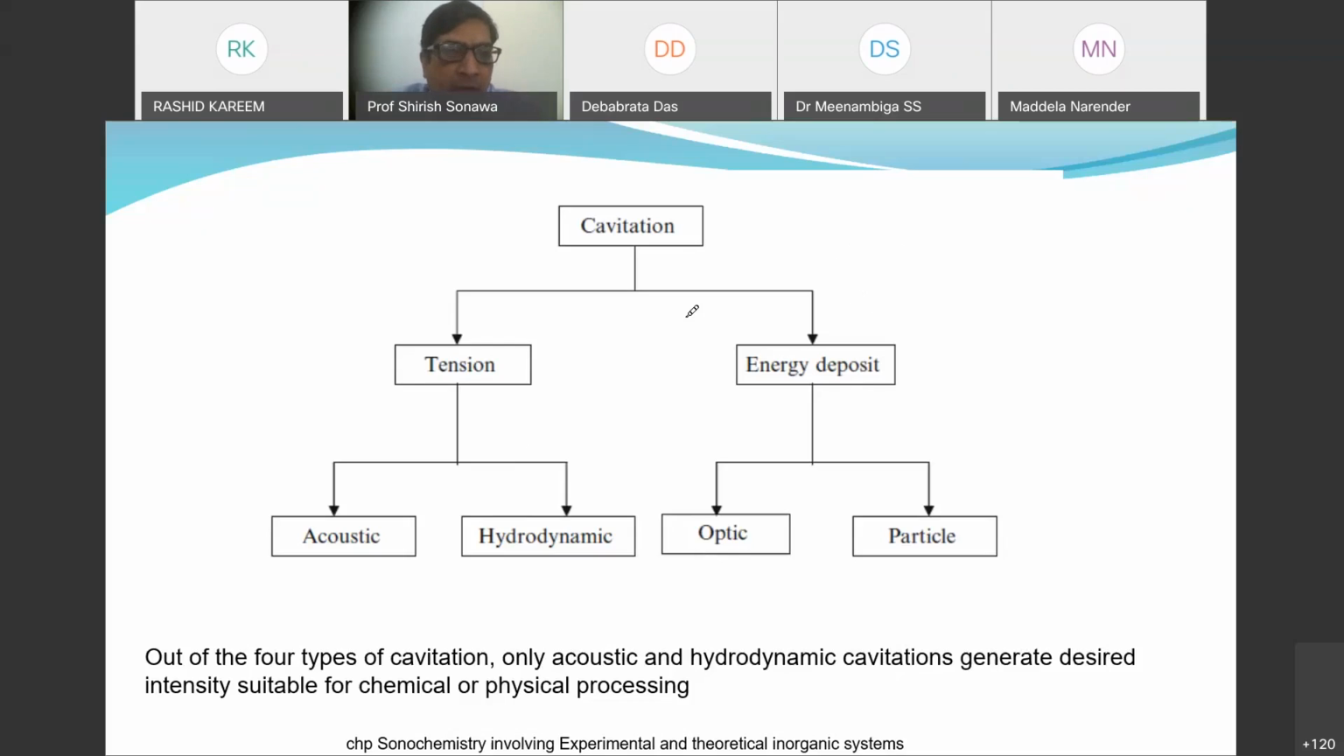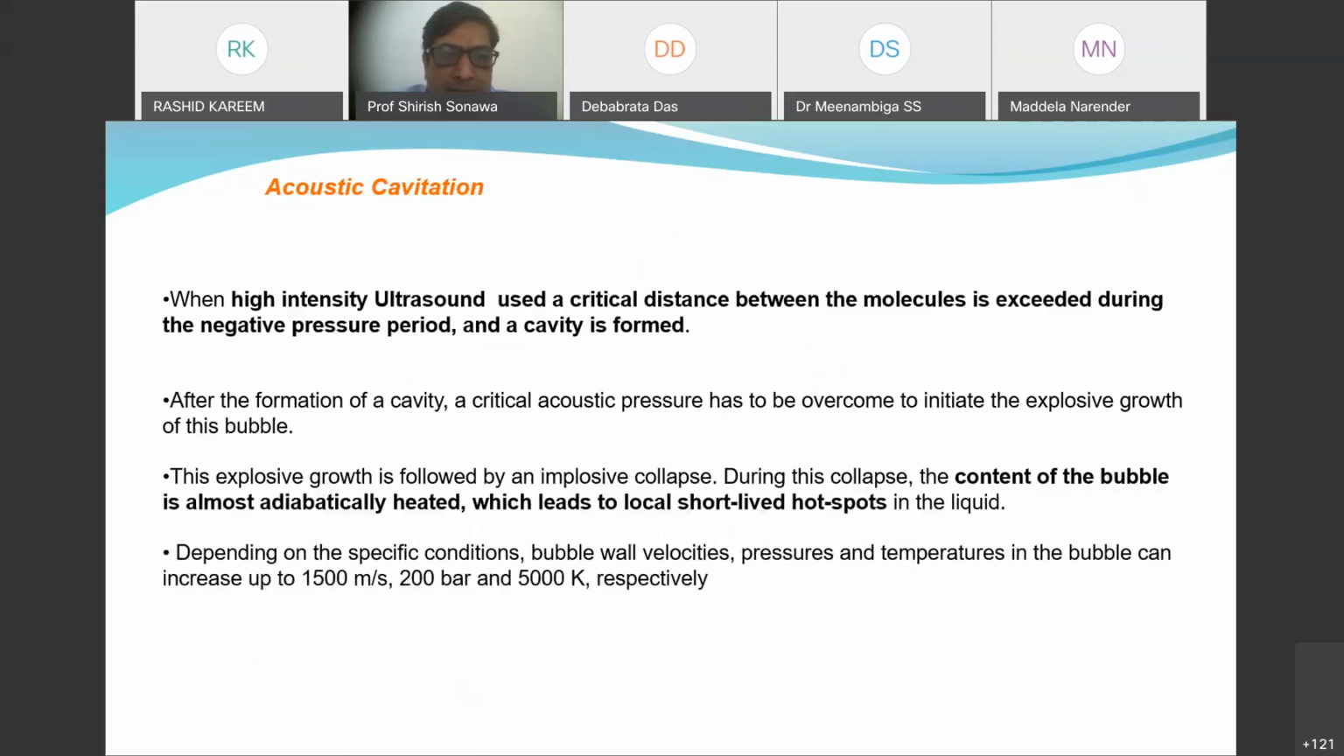So acoustic cavitation has already been described. We say it is when high intensity ultrasound, at 20 kilohertz or above, passes through the reaction mixture. There will be large compression and expansion, and because of that, cavities are formed, and when they collapse, hot spots are developed in the liquid.